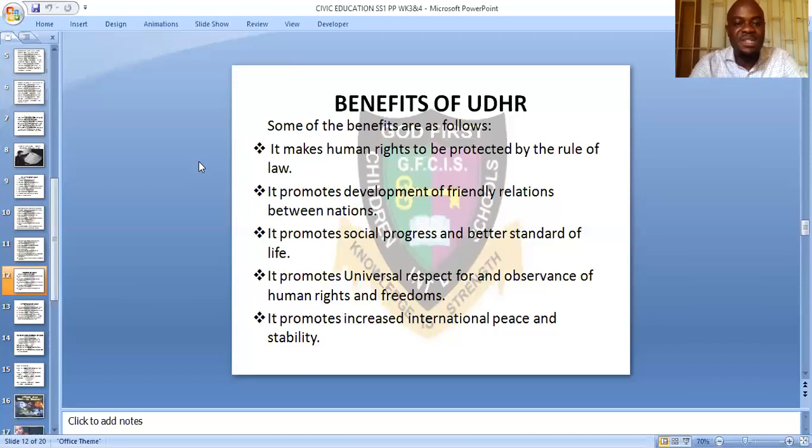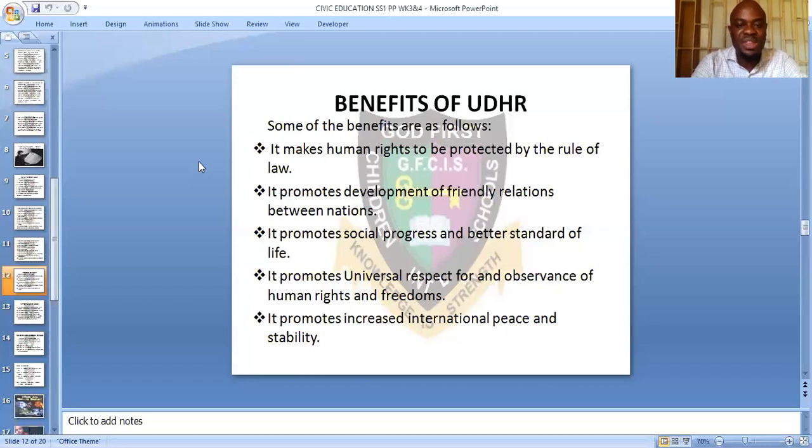Another benefit is that it promotes universal respect for and observance of human rights and freedom. That is, it promotes universal respect for human rights and freedom, and also universal observance of human rights and freedom. So we actually have our freedom to do the things we want to do under the law.